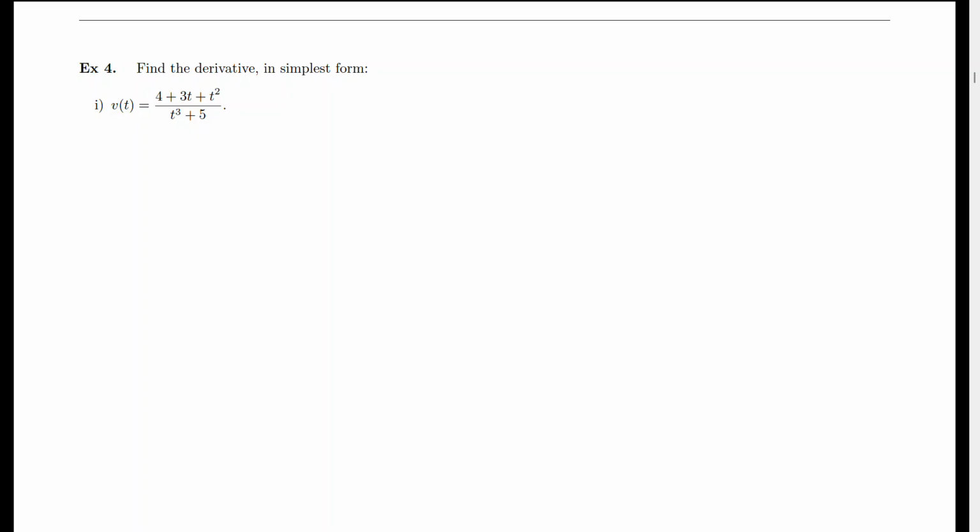And so, again, let's start by writing the v of t in this case. So it's a fraction, so I'm going to use the quotient rule. I've got some stuff in the numerator, and I've got some more things in the denominator. So what I want to do first is start by labeling my numerator and denominator. So the numerator is going to be 4 plus 3t plus t squared, and I'll need its derivative on the sides.